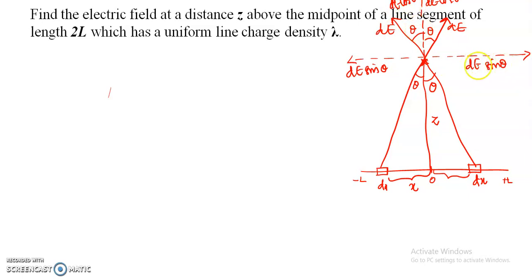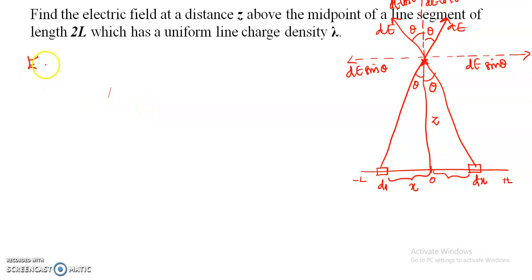Since the magnitudes of these two components dE sin theta are equal, but their directions are opposite, these two components cancel out each other, that is, the horizontal components cancel out each other. The only remaining component of electric field is along the vertical direction, that is dE cos theta plus dE cos theta, giving a total of 2 dE cos theta. Now we can calculate the total electric field by integrating this small contribution from the line element dx.